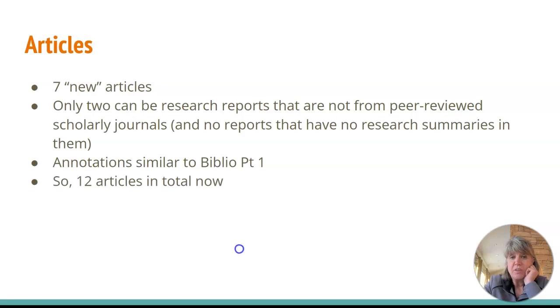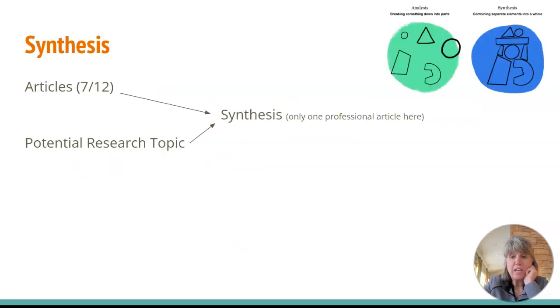Annotations are going to be done in a similar way to the bibliography part 1. Like I said, we have 12 articles in total now. Out of those 12 articles, you're going to pick 7. Some of those can be from the first batch of 5, and some of them can be from the second batch of 7. But you're going to pick 7 altogether, and you're going to try to use those together with what you have come up with as a potential research topic so far, and write a synthesis of what the literature is saying surrounding your research topic.